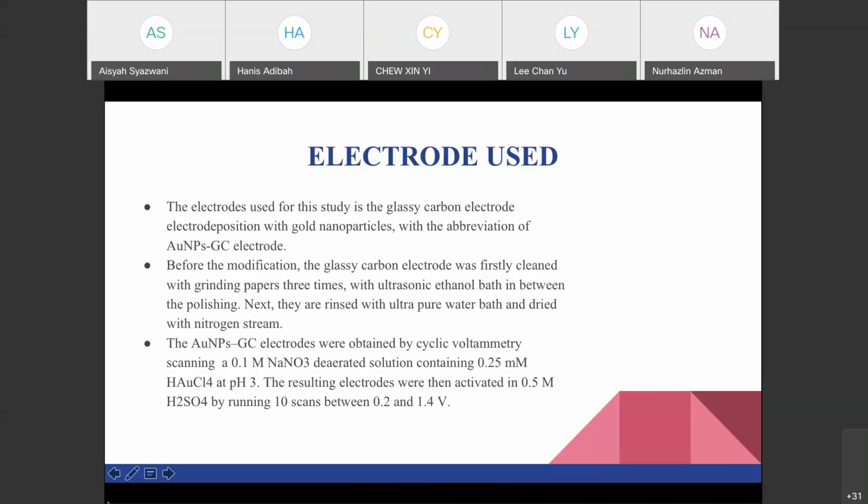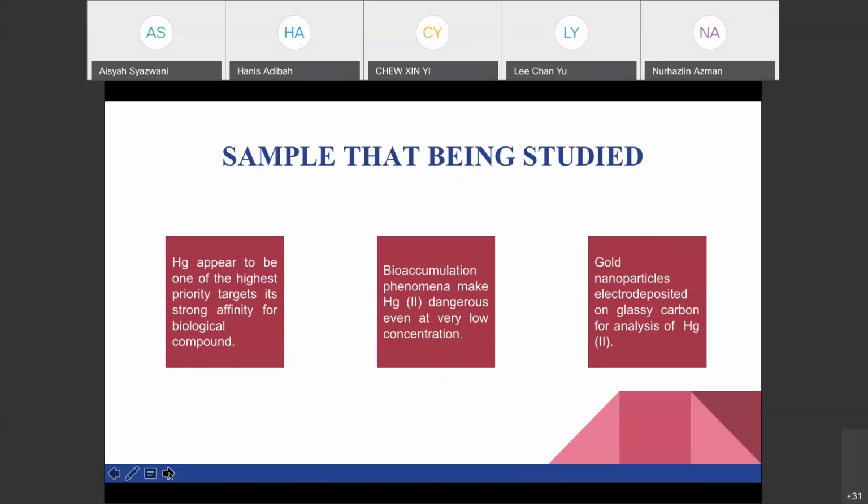The resulting electrode will then be activated by having a cyclic voltammetry scanning in between 0.2 and 0.4 volt in the sulfuric acid. If the electrode is not activated, the accuracy of the electrode will decrease. Okay, that's all for me. Next slide, please.